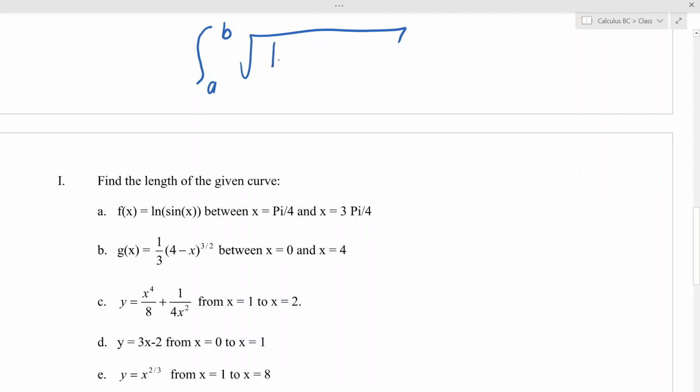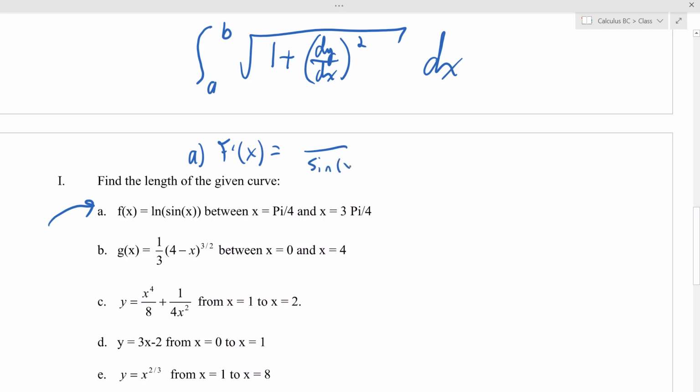the square root of 1 plus dy dx, or dx dy if you use y instead, squared, and then dx out here, or dy, again, if you switch it. So if we're given ln of sine of x, the first thing you've got to do is find the derivative, right? So f prime of x is 1 over sine of x times negative cosine x. No, times positive cosine x. Cool, which happens to be cotangent of x. That's the derivative.